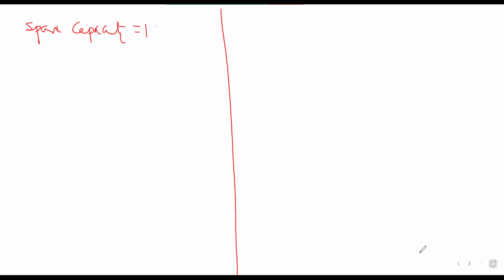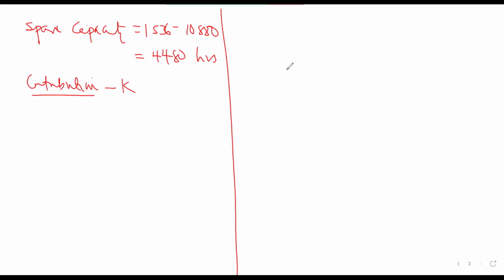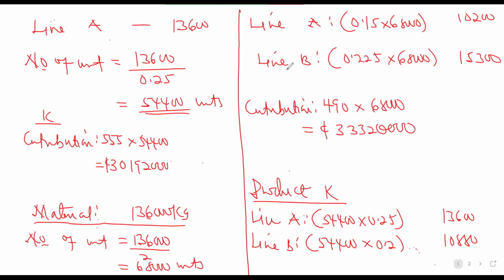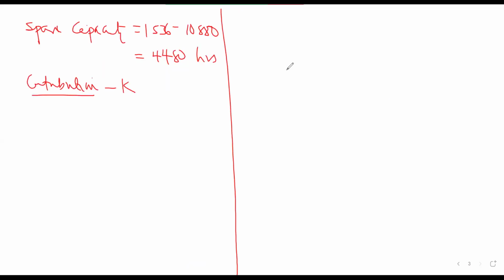That will give us 15,360 minus 10,880. How much are we getting? 4,480 hours. Let's come to the contribution for product K. The resulting contribution, we now total all the contribution. It will be this figure plus the one that will be coming from the machine.